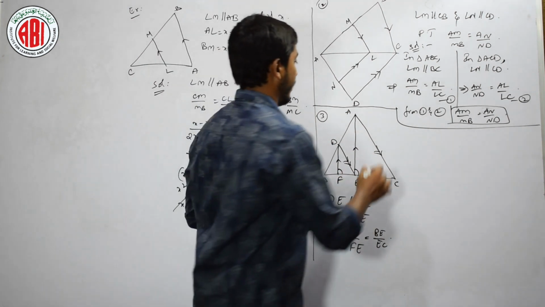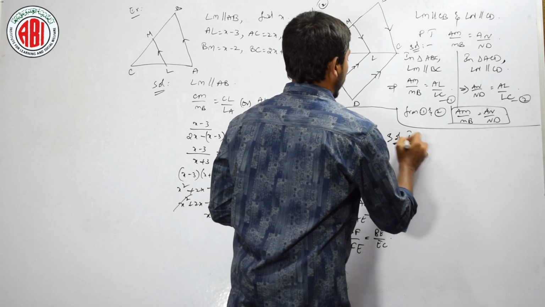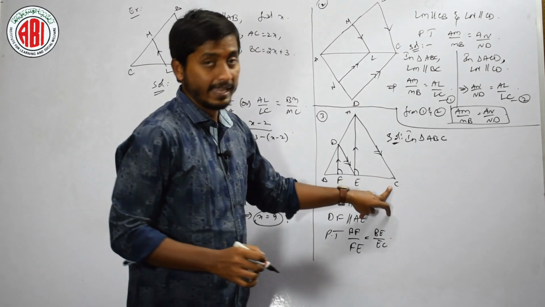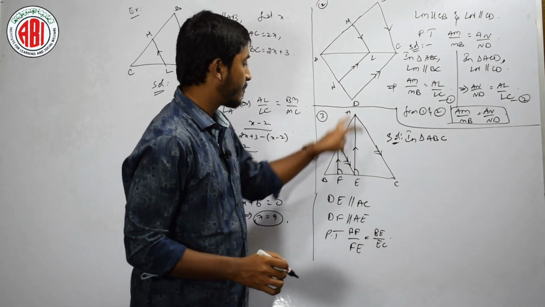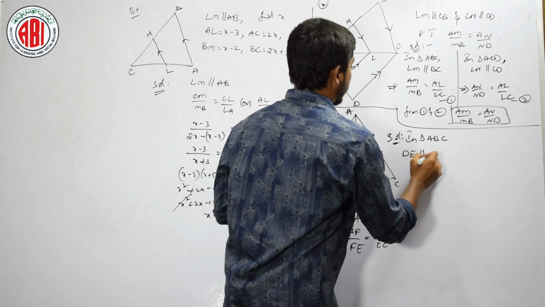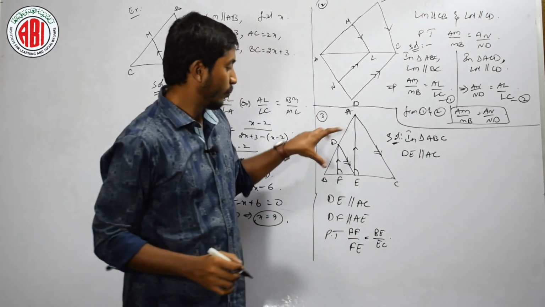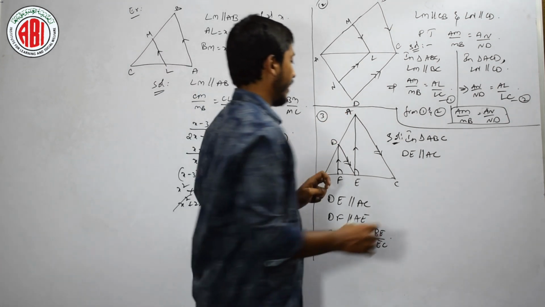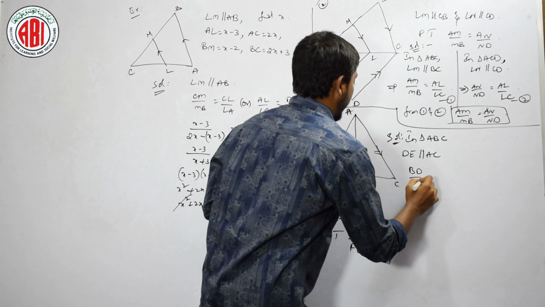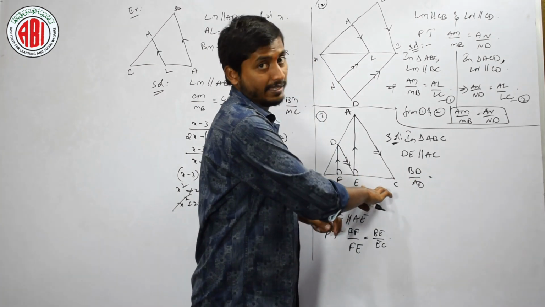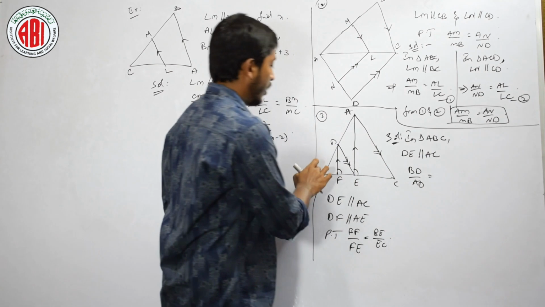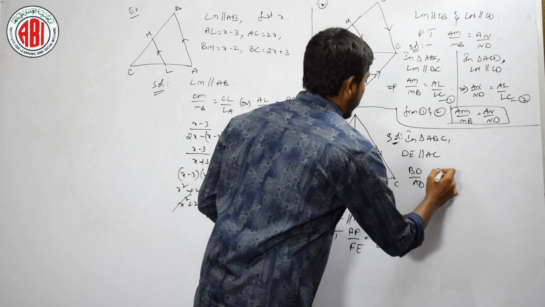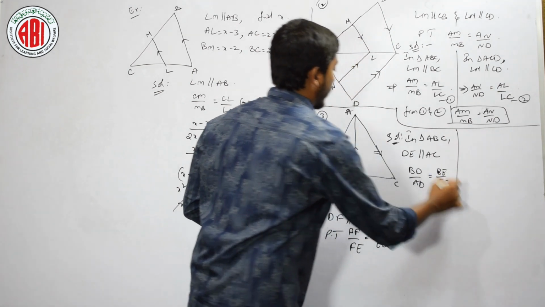In triangle ABC. Solution: in triangle ABC, DE is parallel to AC, right? Then what is the condition? BD by AD is equal to BE by EC, right? One is BD by AD, and one more is BE by EC. That is from this triangle.